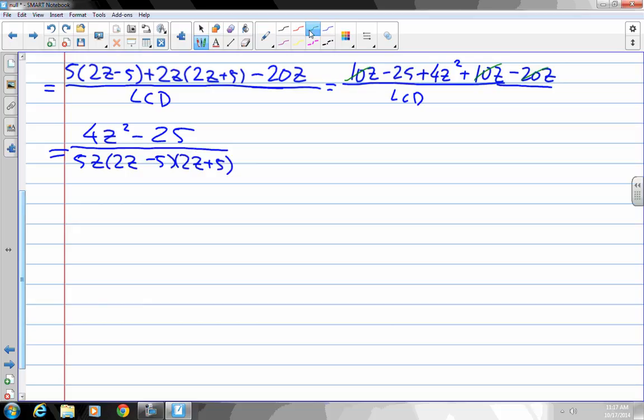Since 2z minus 5, 2z plus 5 results in 4z squared minus 25, I can just basically cancel both of them with the numerator. And what we have left is 1 over 5z as requested in the problem. Right, that's what we wanted. So that means we're done. Good? Questions on this?